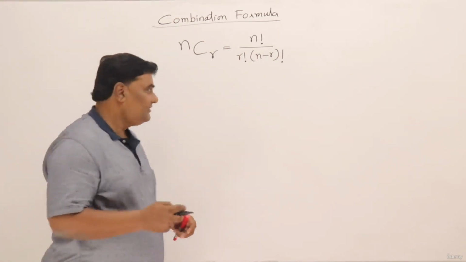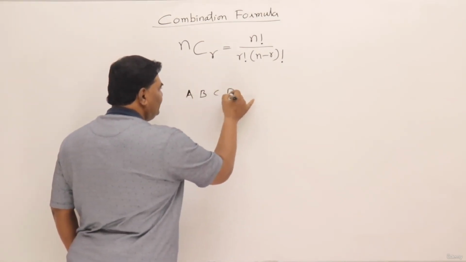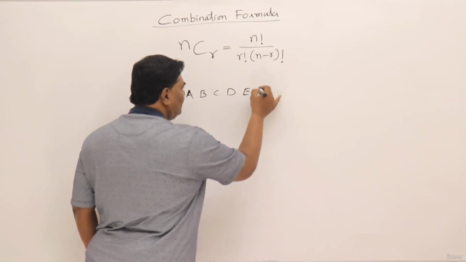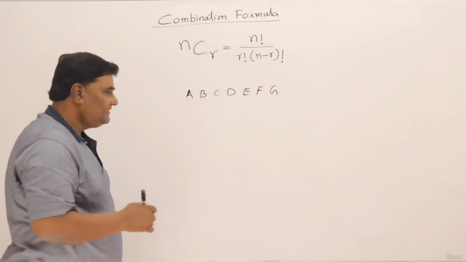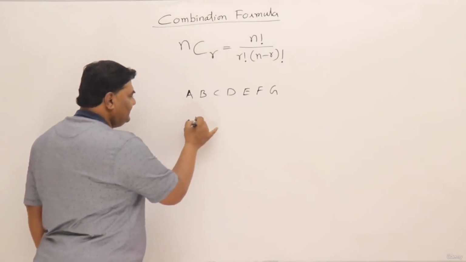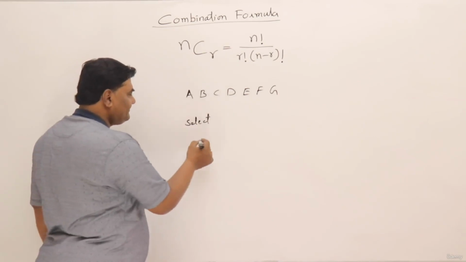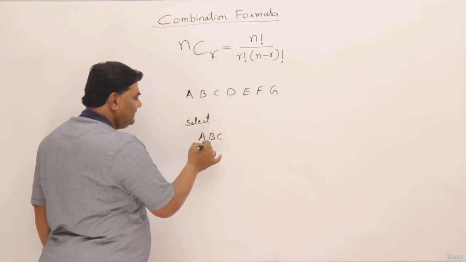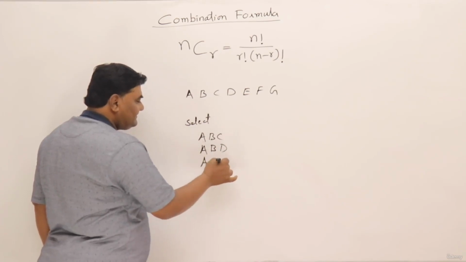For example, if alphabets are given to us, A, B, C, D, E, total 7 objects are given, and I want to select only 3. In how many ways can I select any 3 of them? Like I can select A, B, C, or A, B, D, A, C, B.